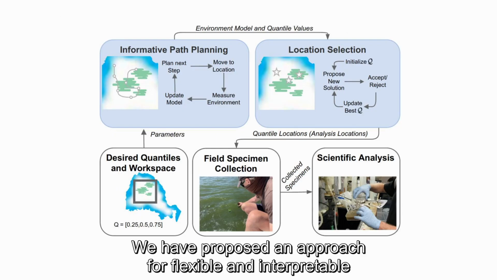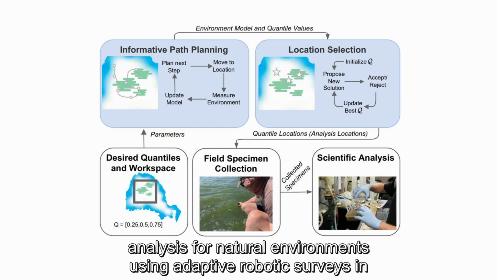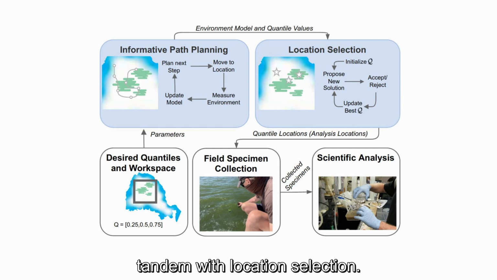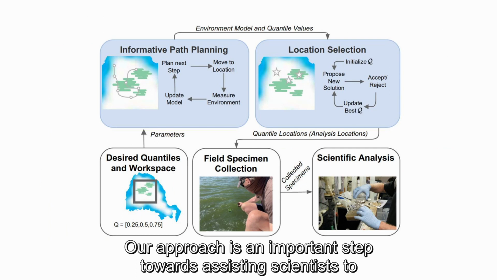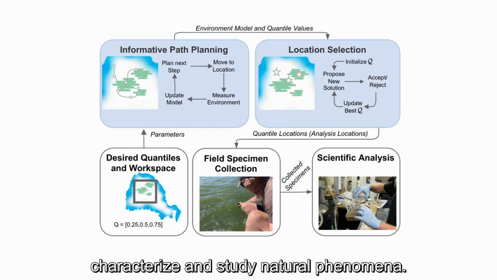We have proposed an approach for flexible and interpretable analysis of natural environments using adaptive robotic surveys in tandem with a location selection algorithm. Our approach is an important step towards assisting scientists to characterize and study natural phenomena.